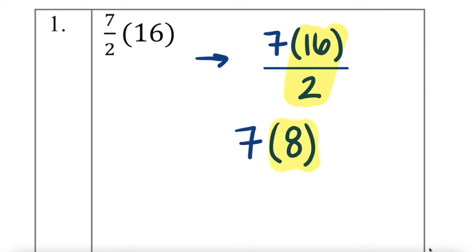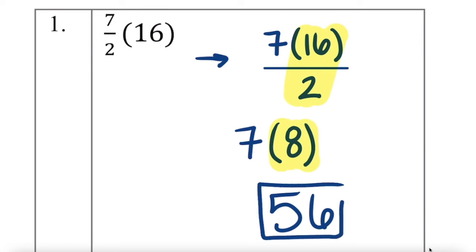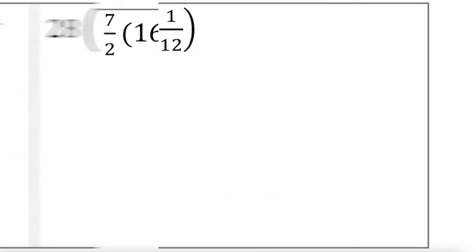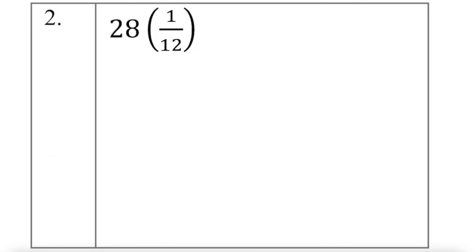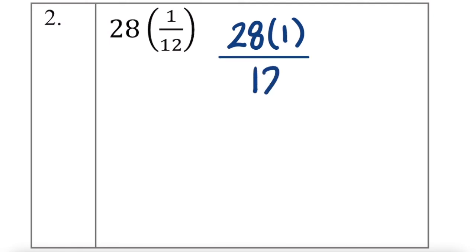And 7 groups of 8 gives me a grand total of 56. So 7 halves of 16 is 56, and we were able to do this with dividing. For number 2, we're going to do the same thing. We're going to start by moving our multiplication into the numerator. 28 times 1 over 12.